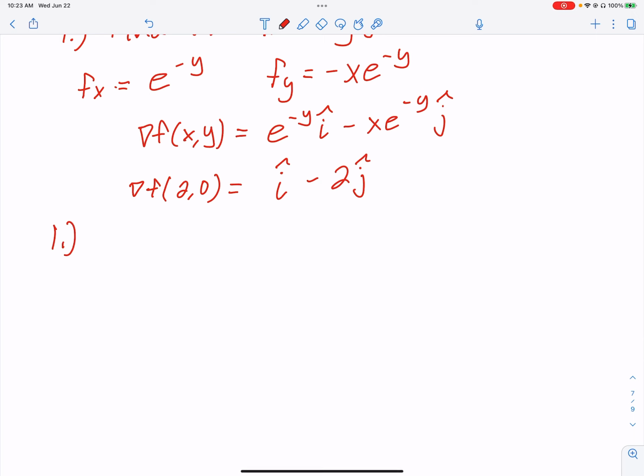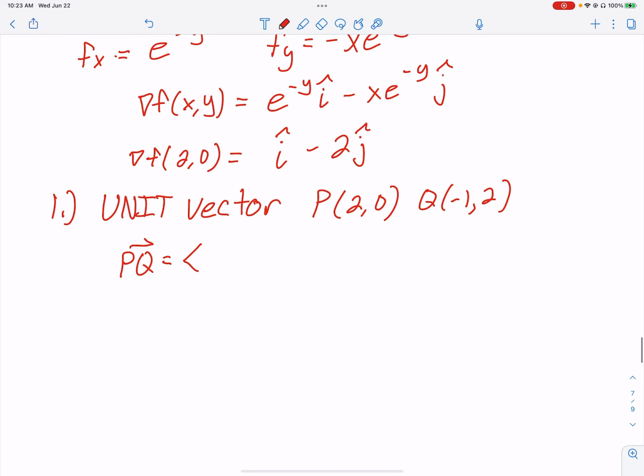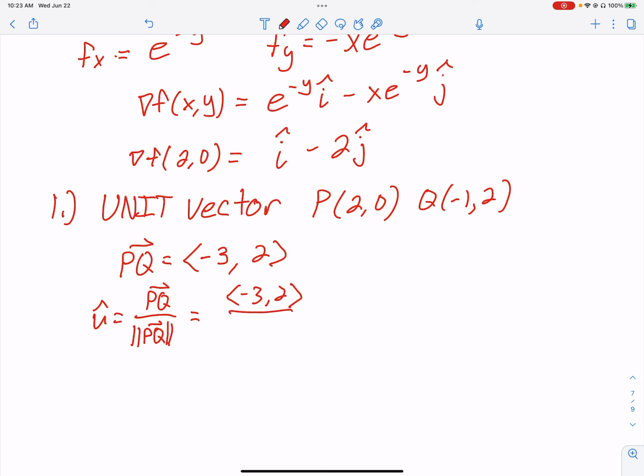Step 2 was to find the unit vector. All right, so they gave us a P, 2, 0, and they gave us a Q, negative 1, 2. And we're going to find the vector PQ, and then we're going to make it a unit vector. So PQ is negative 1 minus 2, which is negative 3, and 2 minus 0 is 2. But I want a unit vector, so this is going to be PQ divided by the magnitude of PQ. PQ is just negative 3, 2, divided by its magnitude, which, if you run that, is the square root of 13.